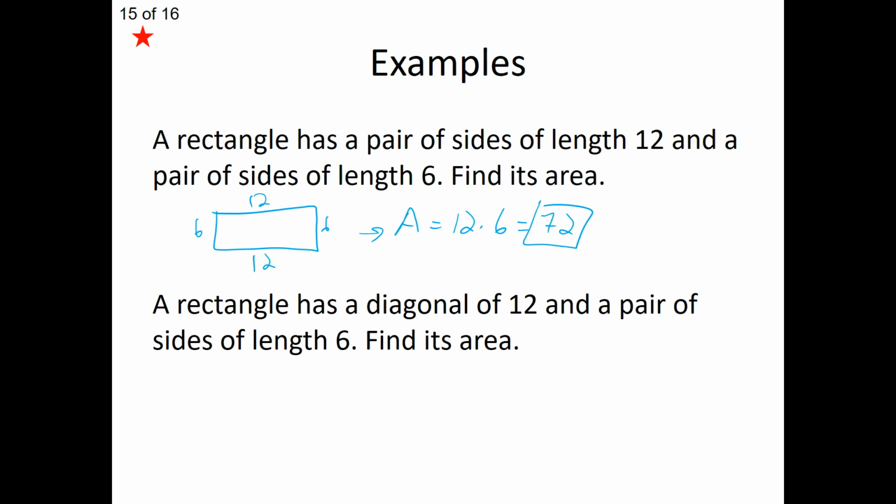Let's look at our second example here. A rectangle has a diagonal of length 12 and a pair of sides of length 6. So let's again draw a diagram here with our pair of sides of length 6, but this time we have a diagonal of length 12. Now I can't just do 12 times 6 here, because this 12 is not a dimension of the rectangle. I need to know the other side of the rectangle. So how do I find that?